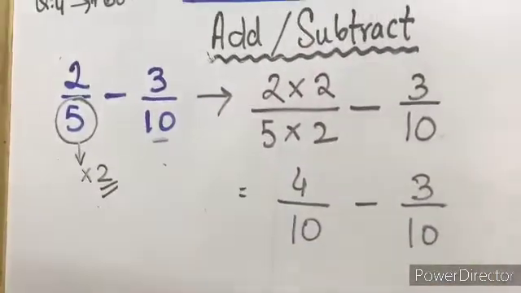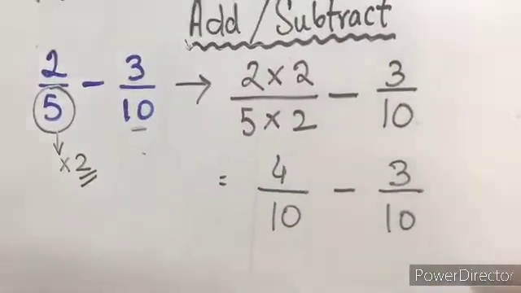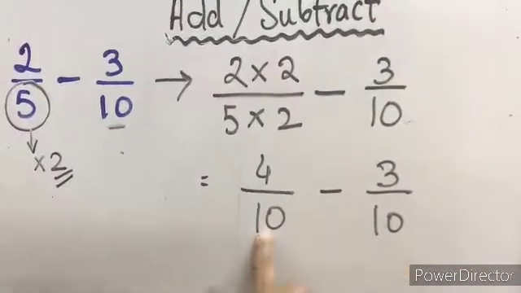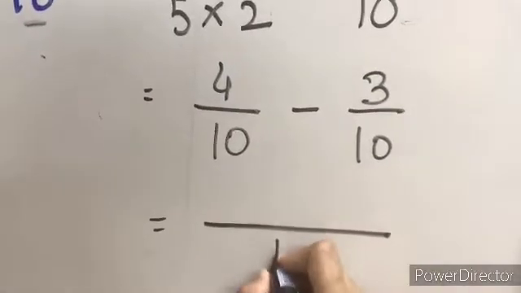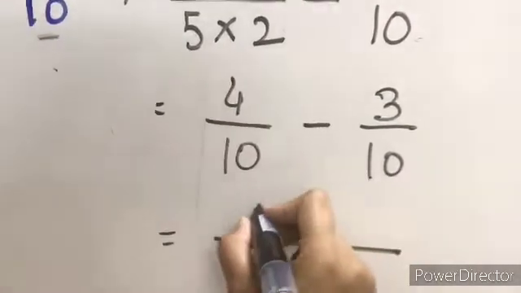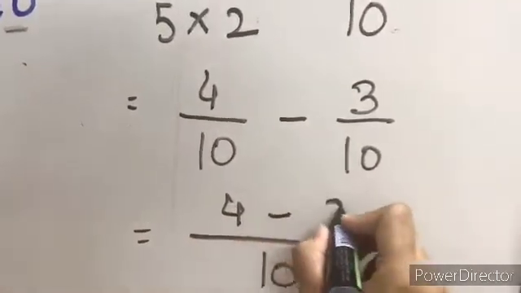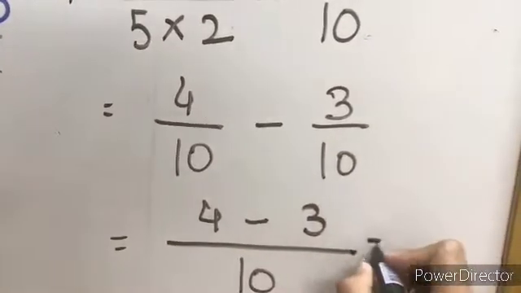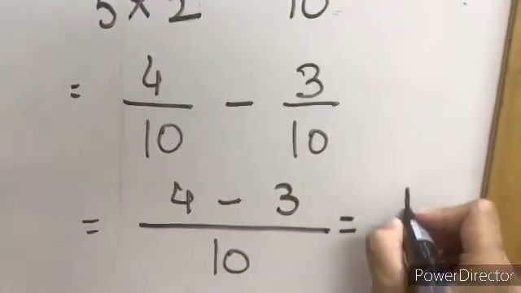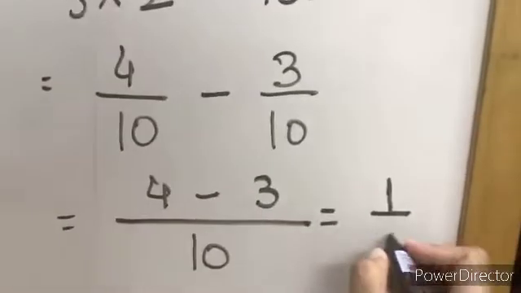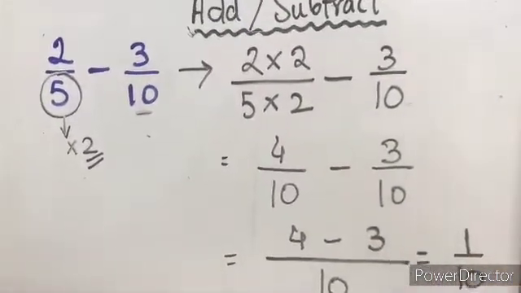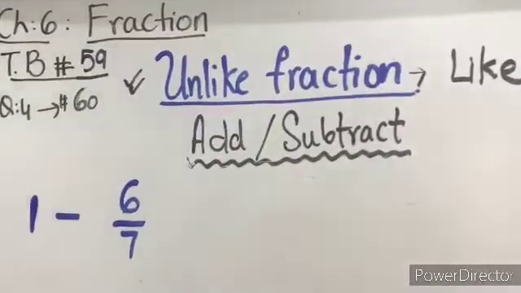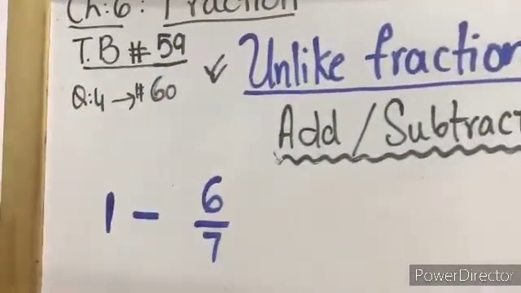Got it? See, the denominators are same. Both denominators are same. So now you will keep it as common. What is here? 4. What you have to do? Subtraction. What is the next one? 3. 4 minus 3. Very good. 1. What is the denominator? 10. And that's all. Easy? Yes, it is.